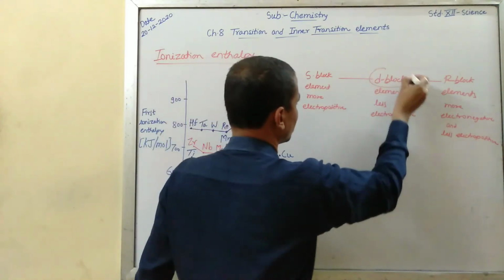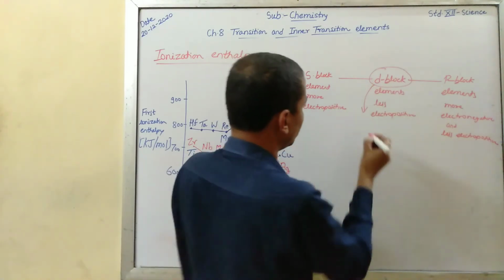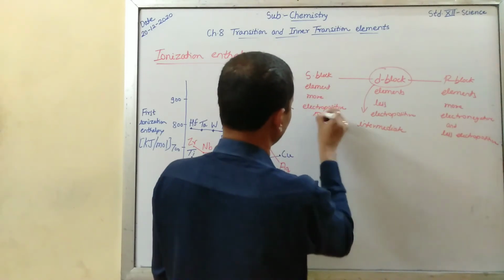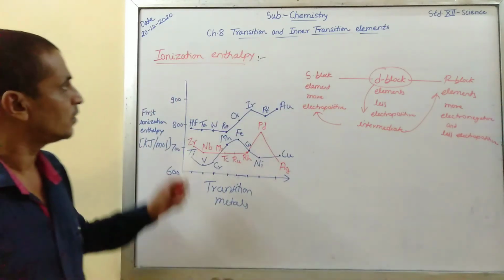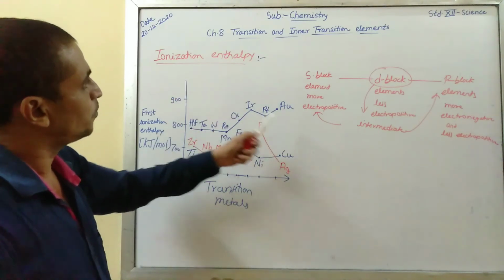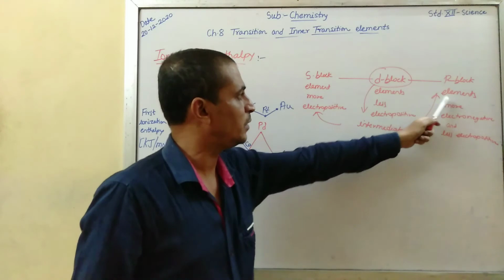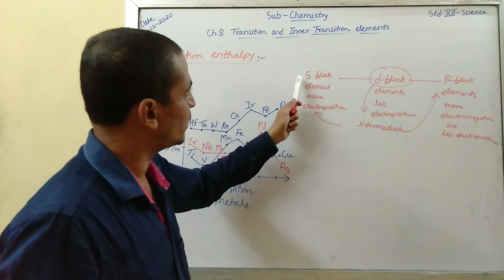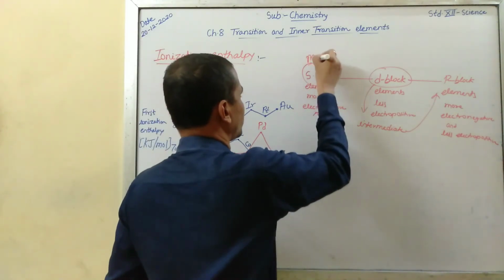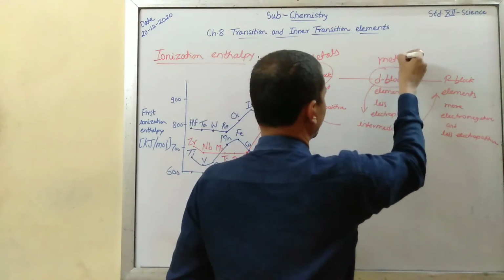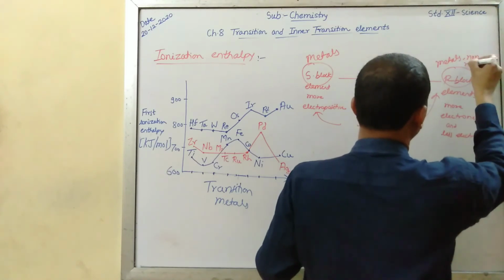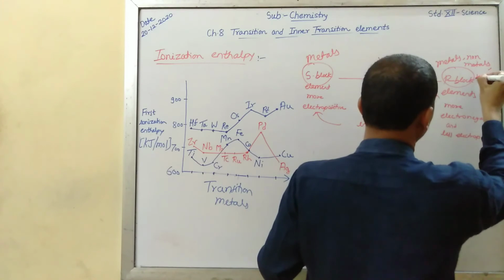And therefore the ionization enthalpy of d block elements is intermediate between S block and P block elements. It means d block elements show intermediate ionization enthalpy because they lie between S block elements and P block elements. d block elements are less electropositive, as S block elements are more electropositive. And you know that S block elements are all metals, but P block elements involve metals, non-metals and metalloids.